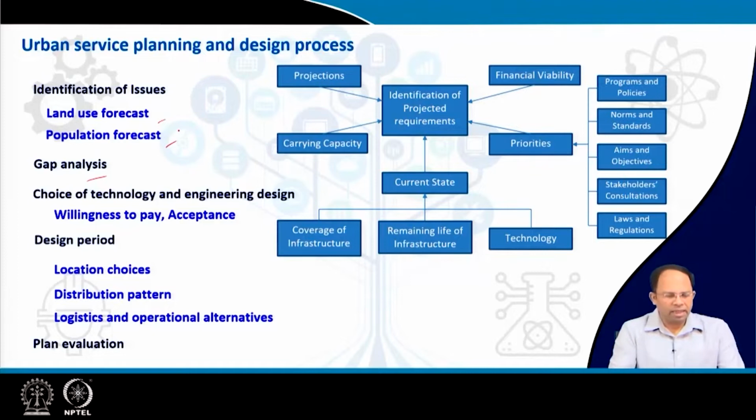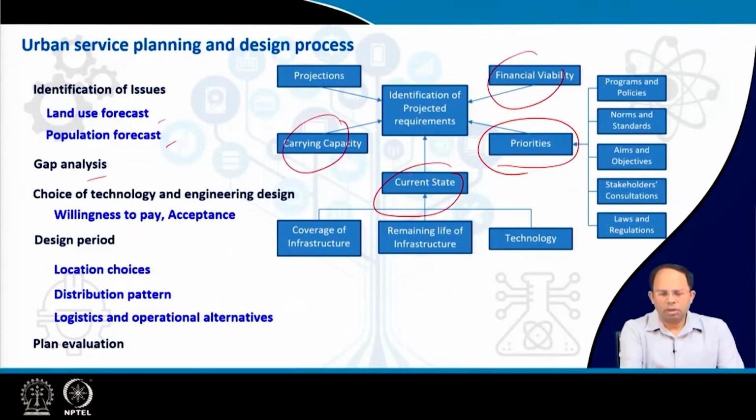Now, within this particular process, when we are doing gap analysis, this determination of priorities is very important. Of course, financial viability, carrying capacity, current state of affairs, and the projections are all important, but the priorities, what people want and what can be provided, have to be determined. To arrive at this list of priorities, we have to look into the laws and regulations, norms and standards, aims and objectives, and so on. And of course, there is also stakeholder consultation, and within it, public participation, or what people want for that area.